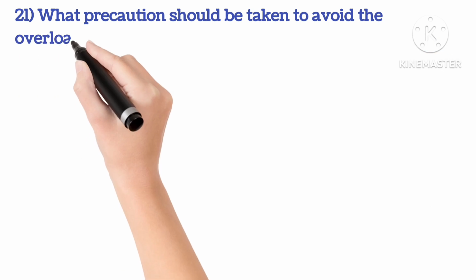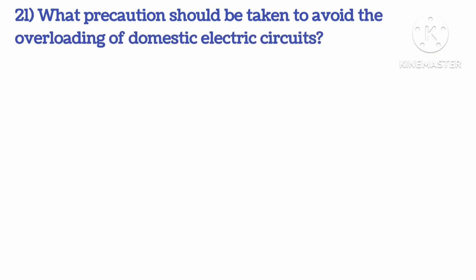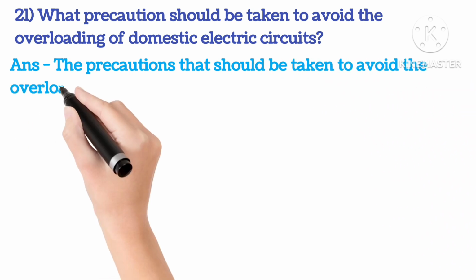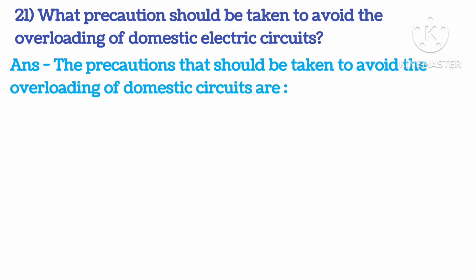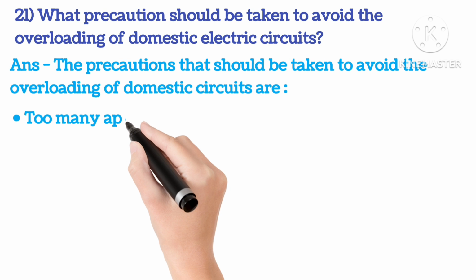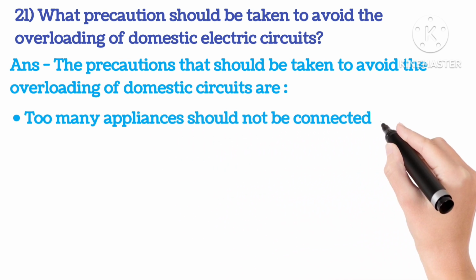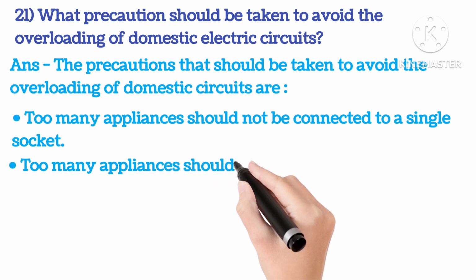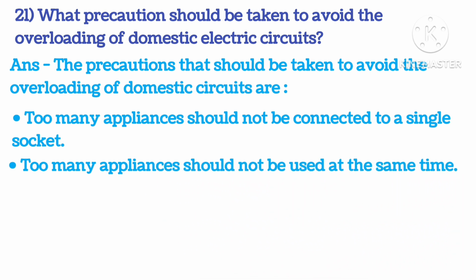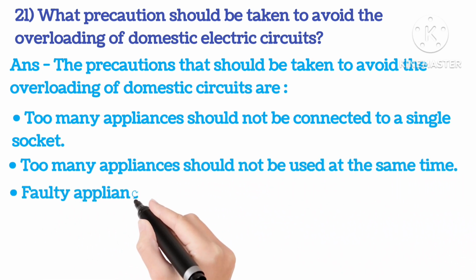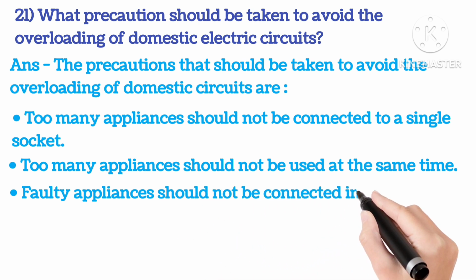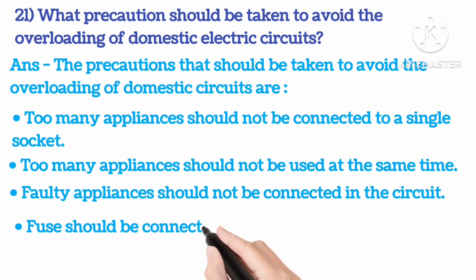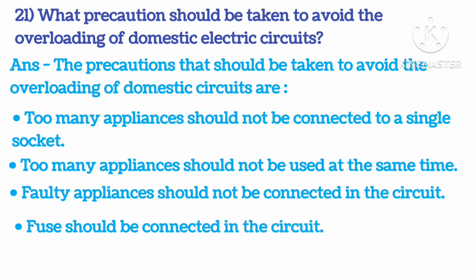Which precautions should be taken to avoid the overloading of domestic electric circuits? The precautions that should be taken to avoid the overloading of domestic circuits are: first, too many appliances should not be connected to a single socket. Second, too many appliances should not be used at the same time. Third, faulty appliances should not be connected in the circuit. Fourth, fuse should be connected in the circuit.